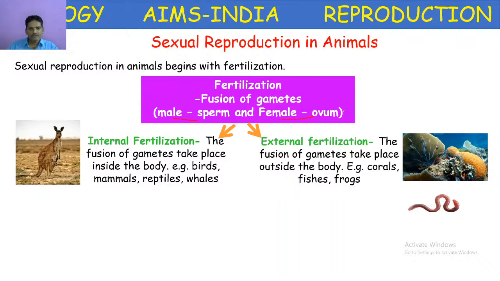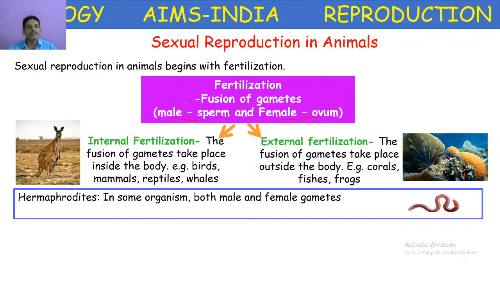So this fertilization occurs by means of two ways, external fertilization and internal fertilization. The fertilization which takes place inside the female organism is called internal fertilization. The fusion of gametes takes place inside the body of the female organism. Example, birds, mammals, reptiles, whales, insects, so many undergo internal fertilization.